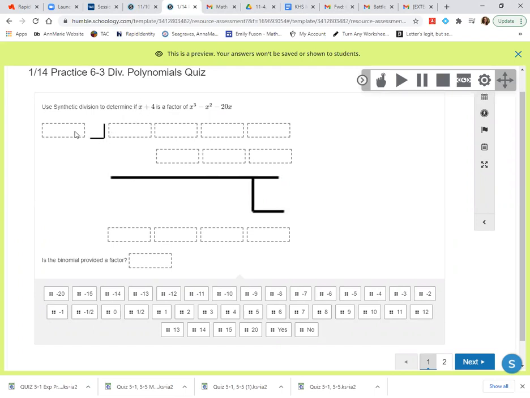So now hopefully you've already watched the video and understand how to use synthetic division and how to put it in this format. That's basically all these blanks are asking for you to do. It says use synthetic division to determine if x plus 4 is a factor of this. I've already worked this on a piece of paper, which is what I recommend, and then go up here and just move things around. The number that goes here is always the opposite of this number you see here. So it should be minus 4.